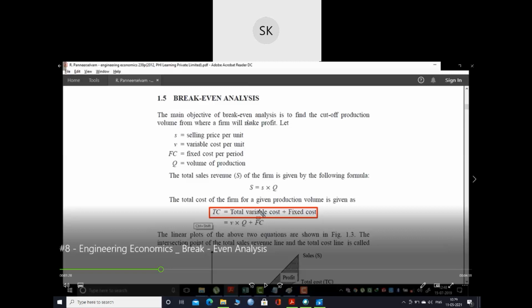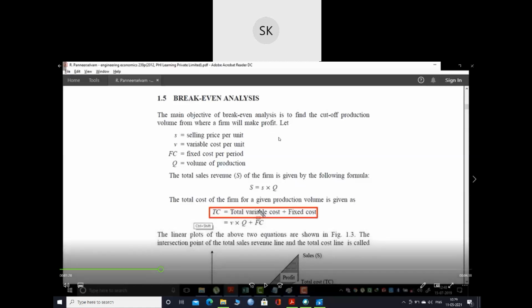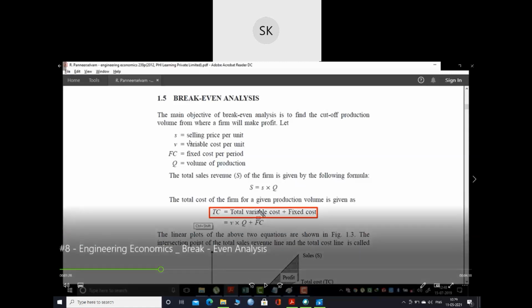So it is also saying here, what is the purpose of this break-even analysis? It is to find out the cutoff production volume where a firm will make profit. That is what you have to find. This will be a point where you can analyze whether you are making profit or loss in a business. Basically, economics is all about money, right? So you have to remember all these formulas. Based on these formulas, we'll solve some numericals also.